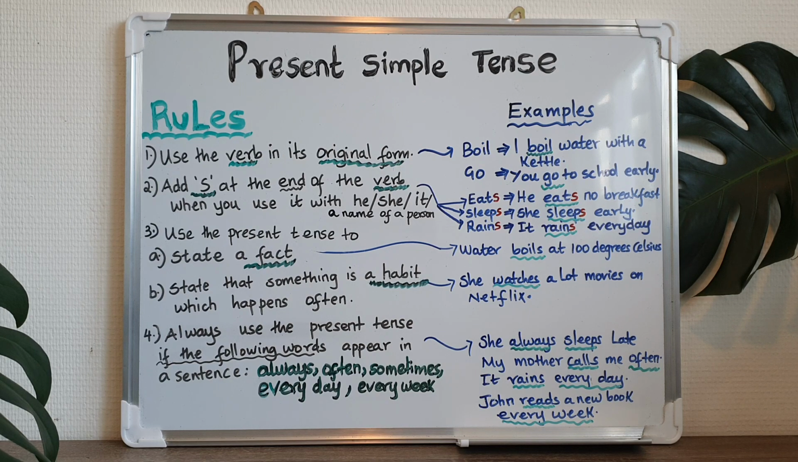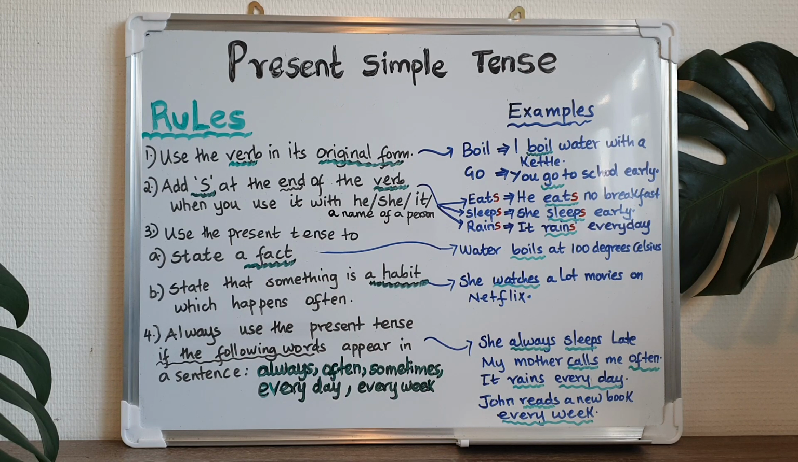Okay? I'll give you another example. The sun rises in the morning. That is a fact. The sun rises in the morning. So, the sun is the name of a thing. So, I have to add an S to the verb rise. Rise is the original form of the verb.